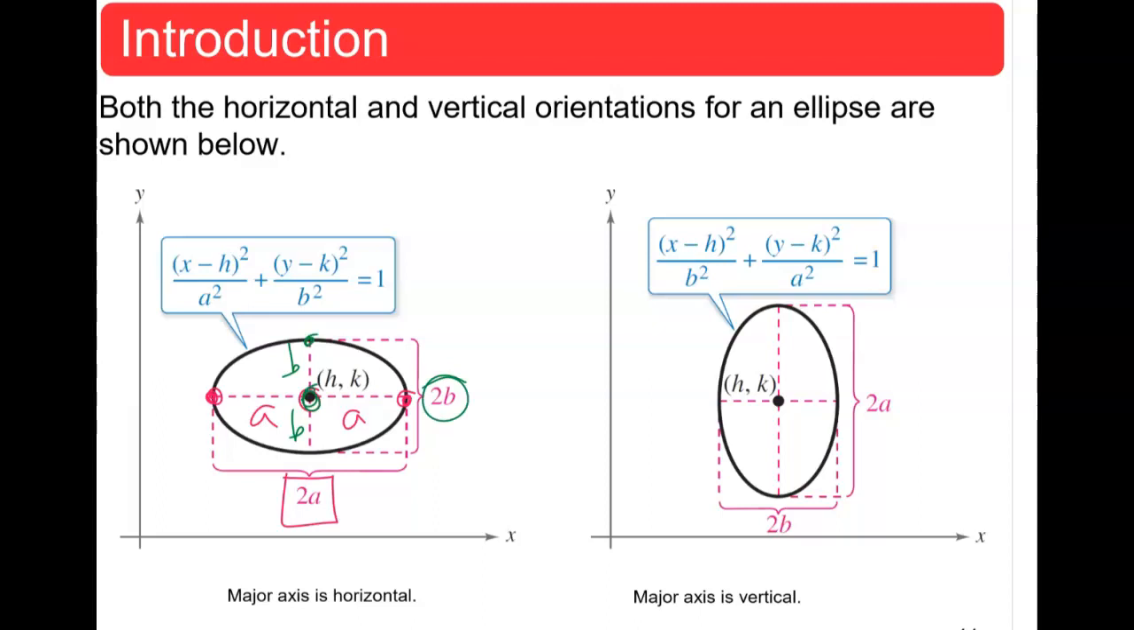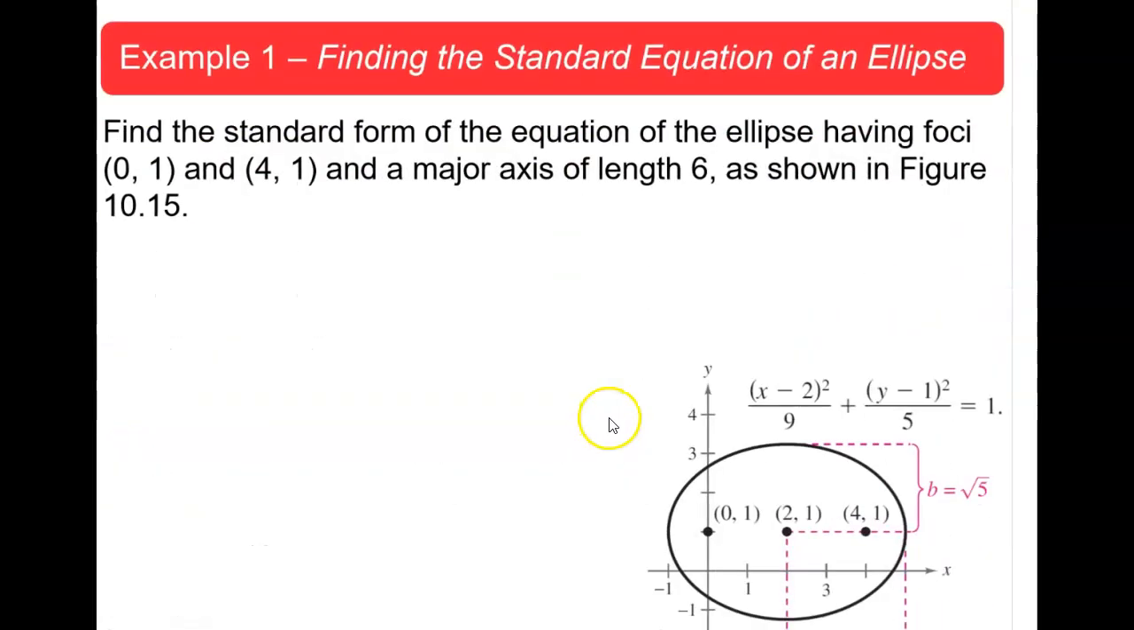Now, if we reverse that, with the vertical ellipse, the major axis is the vertical axis. So this is A, this is A. So we have 2A if we combine the distance from one vertex to the other. And for the minor axis, we have B and B. We add them, so the distance of that is 2B. So we always use A for the major axis.